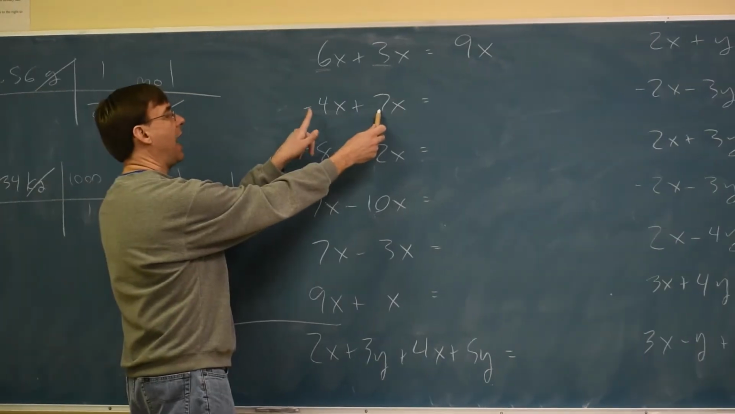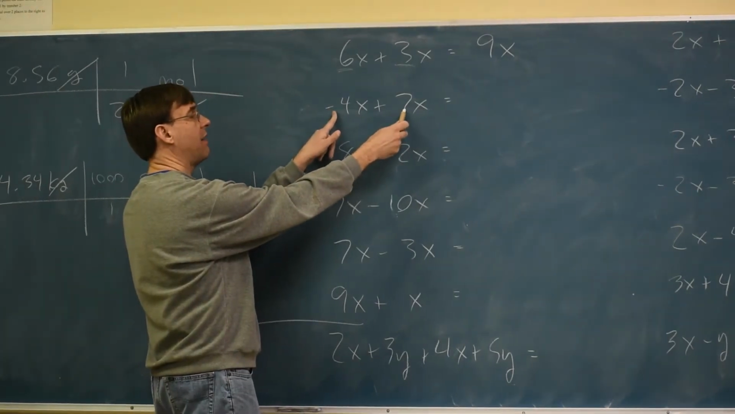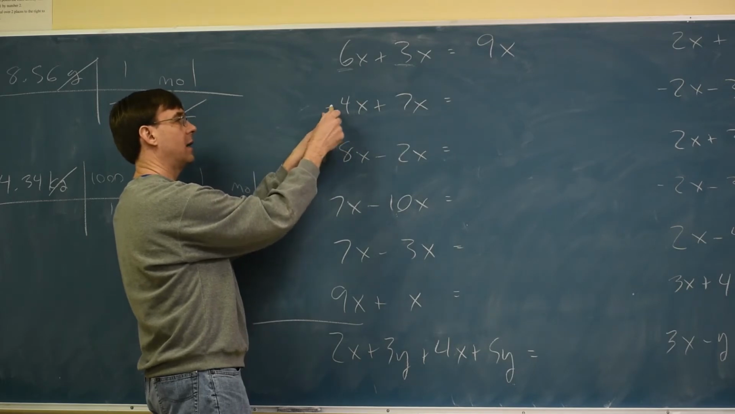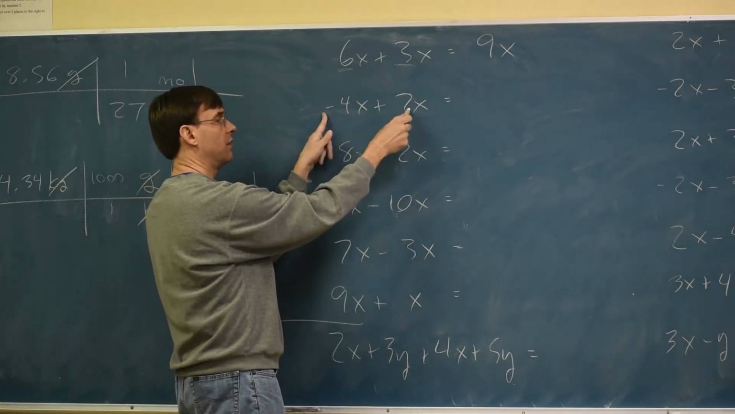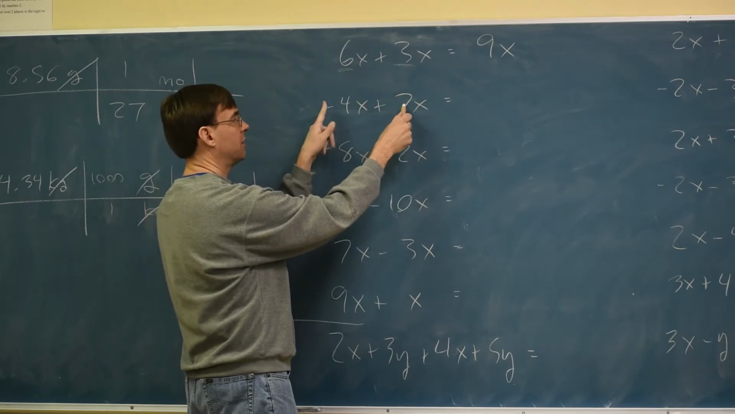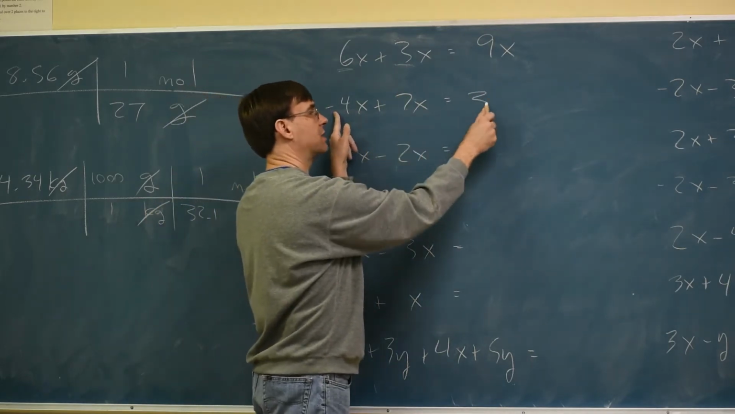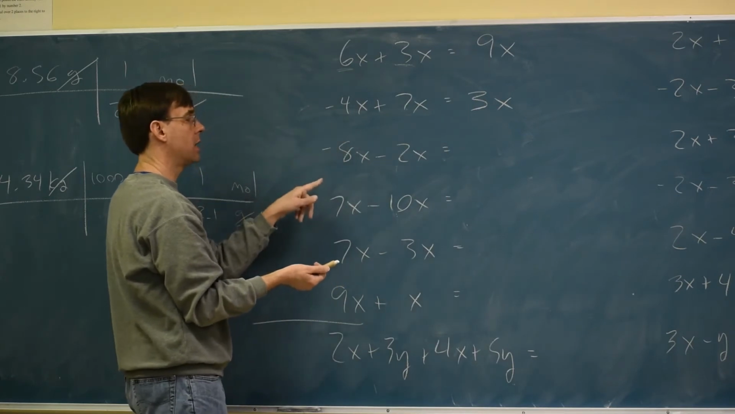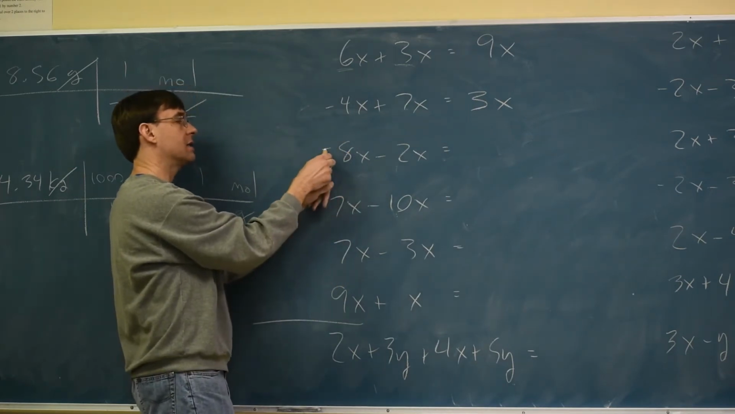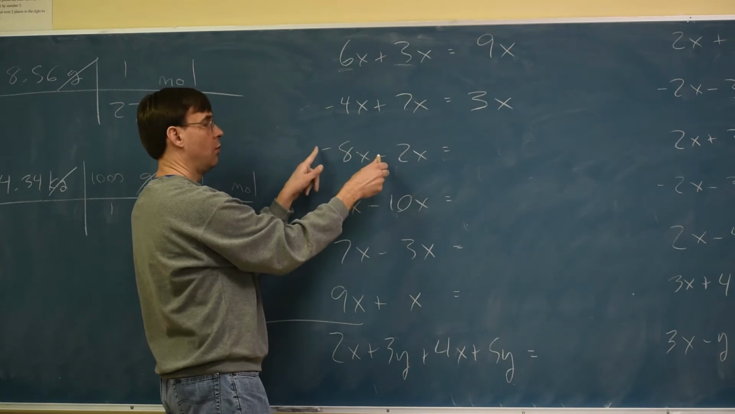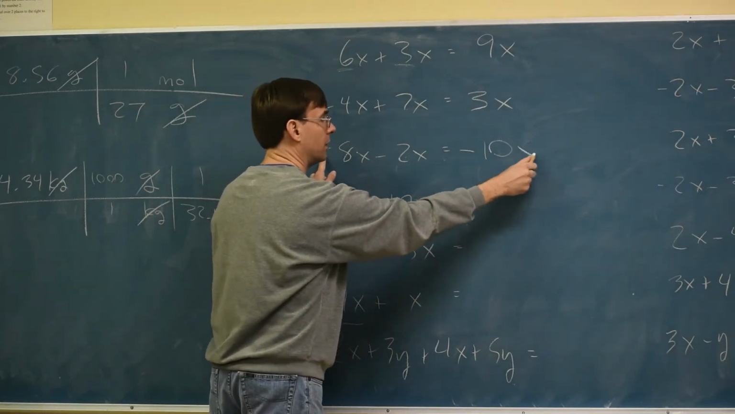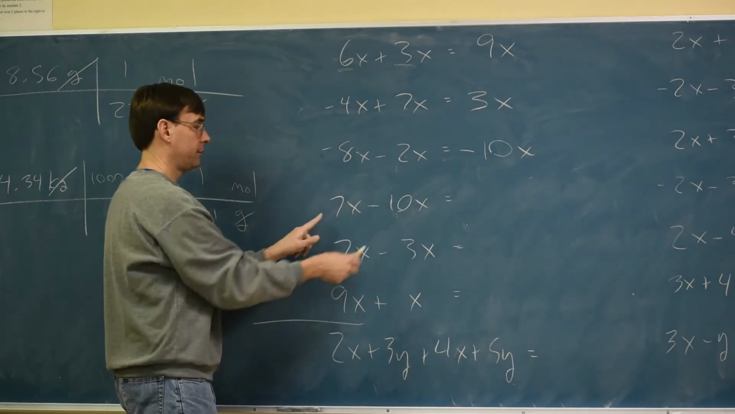So here we're going to go negative 4 and positive 7. The signs in front of the numbers go with them. So 4 is negative, 7 is positive. If we add a positive 7 and a negative 4, that's a positive 3, and we just keep the x on it to keep them like. Here, 8 is negative, 2 is negative. When we have two negatives, we get a negative, and we add them, and leave the x on there.